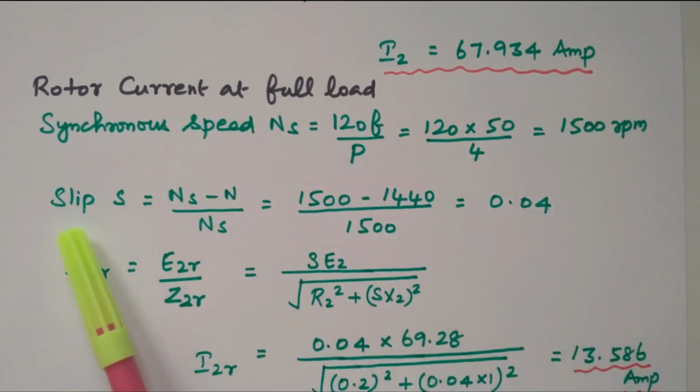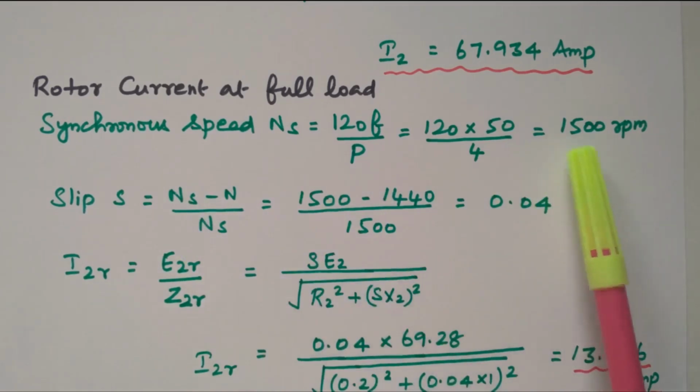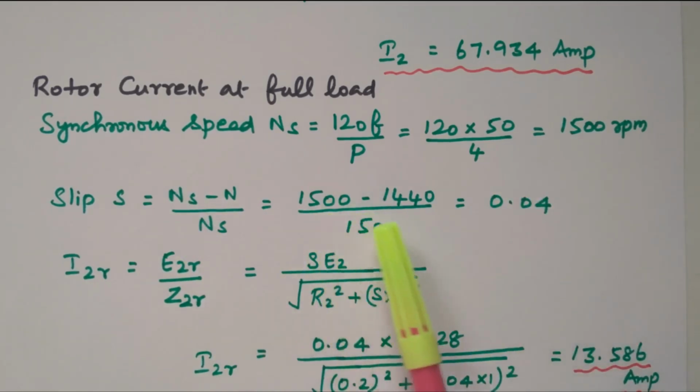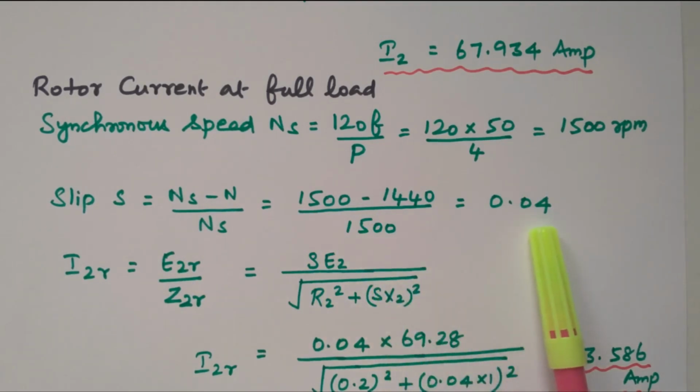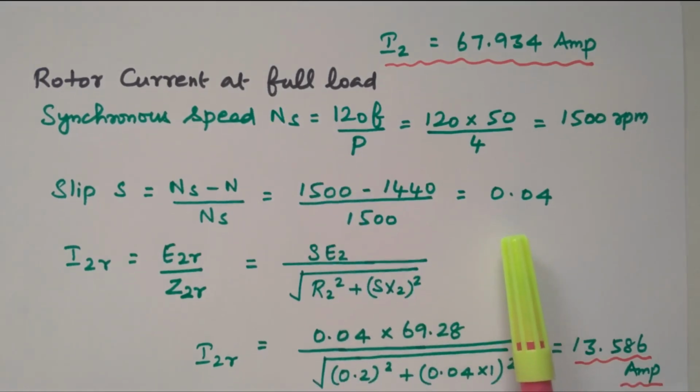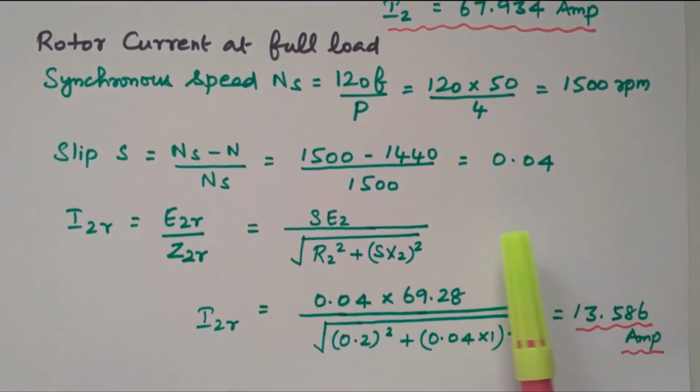From this we can find the slip of the induction motor. S equals Ns minus N divided by Ns, synchronous speed minus rotor speed divided by synchronous speed. The rotor speed N is already given, 1440. Synchronous speed we calculated. So 1500 minus 1440 divided by 1500 is 0.04. The slip of the induction motor is 0.04, that is 4%. For a full load, definitely we need the value of slip, then only we can find the full load parameters.